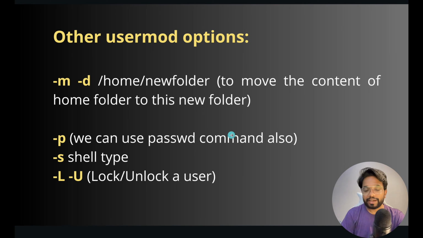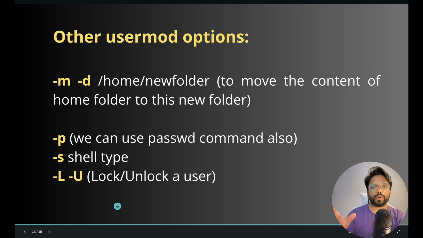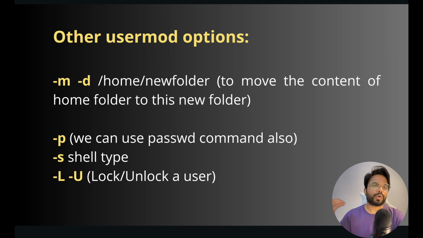Another option is -p, which is used to set or change the password, although you can simply use the password command, which I will cover because I have forgotten to use it. -s is to change the shell type. And the very interesting thing at the bottom is -L and -U, both capital letters. -L is for lock and -U for unlock a user, because you are an admin user. If you want to block a user, you can simply use -L to lock it, so until you unlock it again, that user will not be able to log in.